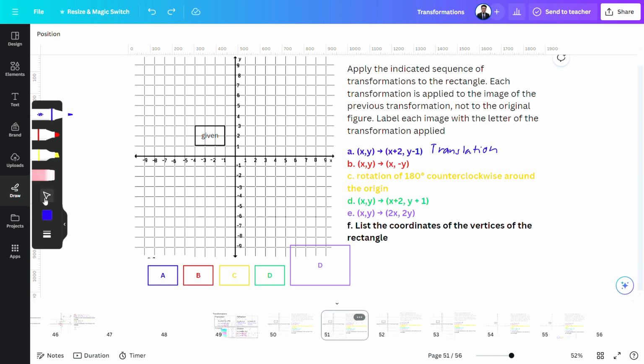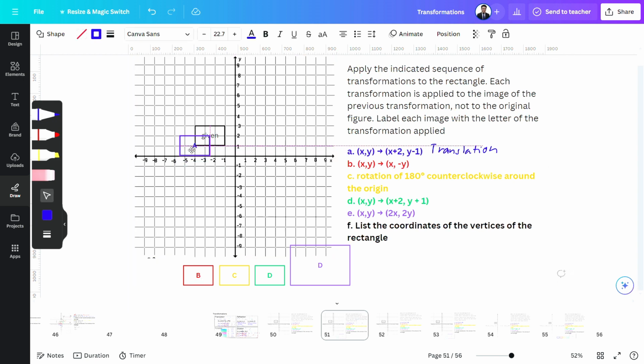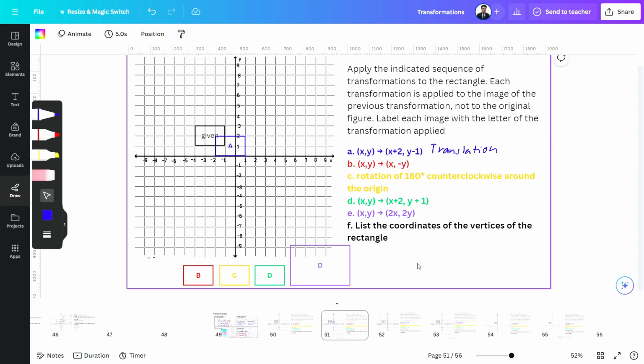I'll just use the figure below. We have here A. Let's say this is the original position. What we will do is move two units to the right, so 1 and 2, and then 1 unit down because it says y minus 1. There you go, that is the position of letter A. Now, let's proceed to the next transformation.